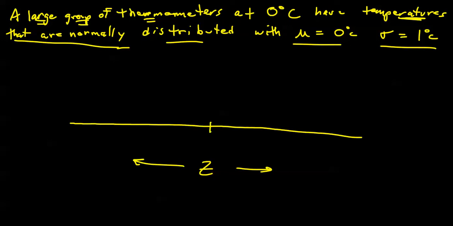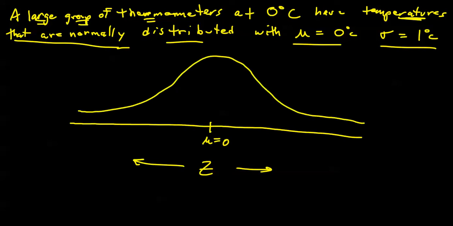Alright, so I'll draw a bell-shaped distribution that peaks at 0 degrees Celsius, and not too many thermometer readings pile up on the high end, not too many pile up on the low end. Most of these thermometer readings are piled up near the mean of 0 degrees Celsius, and I suppose that's a good thing. Okay?